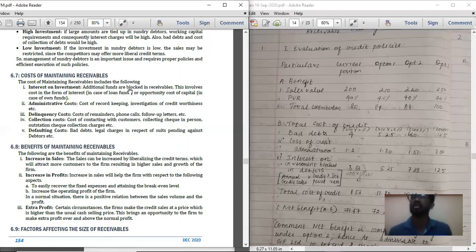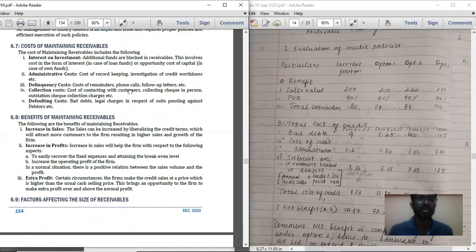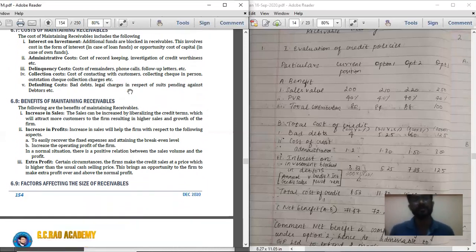Collection cost is nothing but you will be sending an employee to collect the debts from them, and some customers may repay on time, but many customers won't repay. So whenever you make credit sales, there will be a lot of investment in cost for maintaining these receivables. And defaulting cost is nothing but suppose a customer is not repaying the amount, then either you should classify it as bad debt, or you should take it to court and spend some legal charges to recover the amount from him. So these are the different costs of maintaining the receivables.